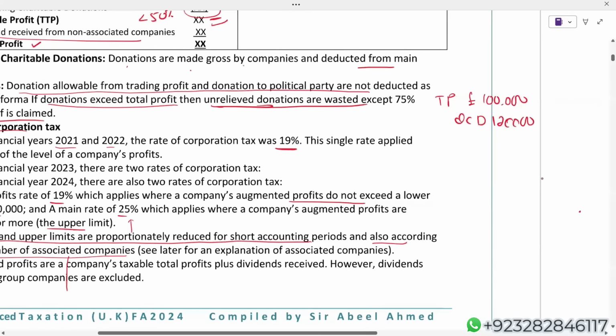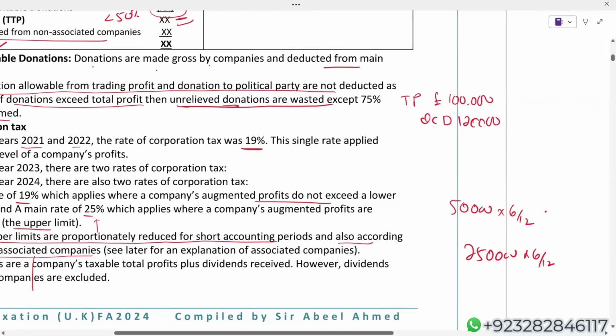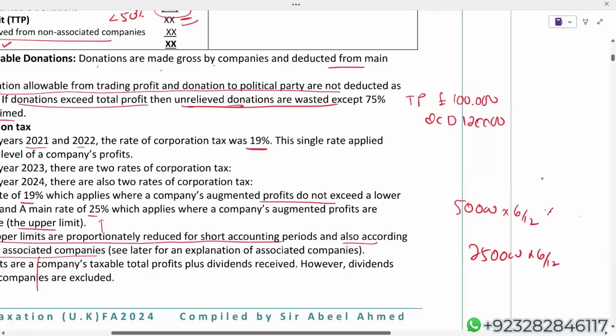For example, if I say your accounting period is 6 months, so the lower limit will be 6 by 12, upper limit will also be 6 by 12. If I say in the group there are two associated companies, then further apportionment will be 1 upon 3. The question is why 1 upon 3? If there are two associated companies, then one is the parent as well. So altogether in the group there are three companies.